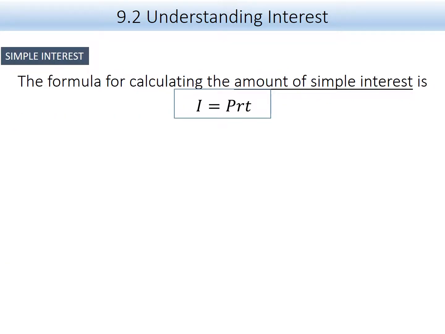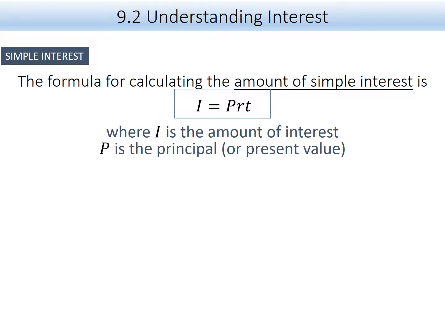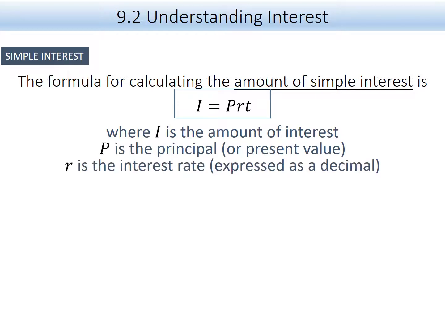The formula to calculate simple interest is I equals PRT. I stands for the amount of interest. So like in the first example we used, you earned $50 in interest. The I would be the $50. P is the principal, or what I like to call the present value. That's the amount you start off with.